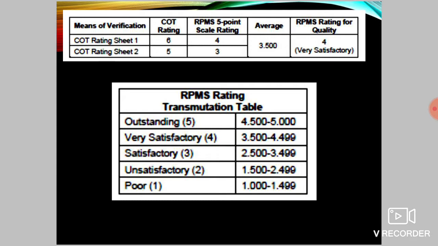Then use the transmutation table for RPMS rating. 3.5 belongs to very satisfactory, which has a quantifiable data equivalent to 4. So therefore, the RPMS rating for quality under objective number 1 is 4, which is very satisfactory.